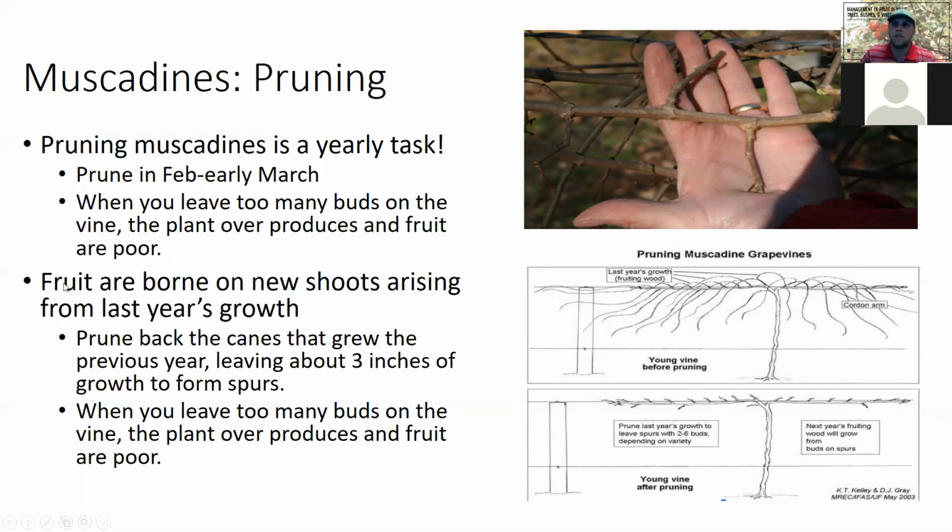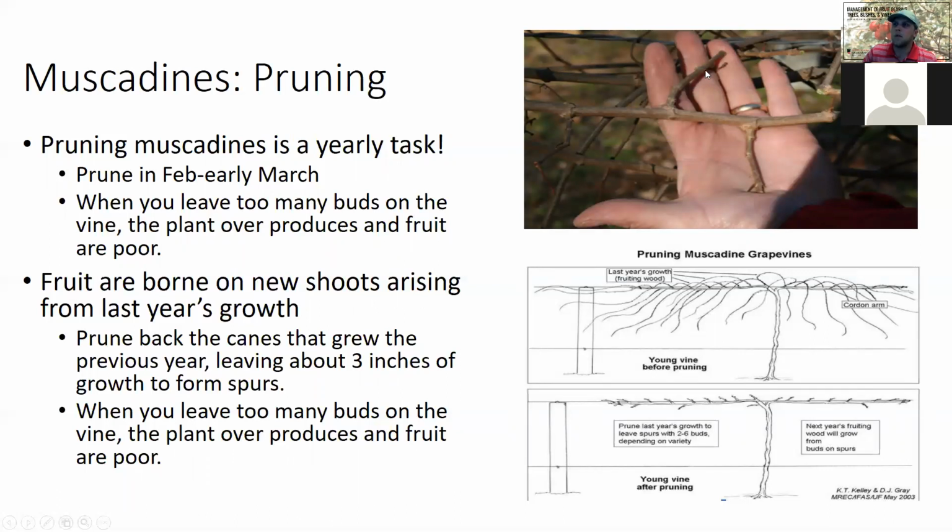What you need to know is that fruit are borne on new shoots arising from last year's growth. So say this guy here, this is how most homeowners' muscadines look. They typically have 3 arms or whatever, though theoretically you'd like to have one if you can help it. But if you end up having 2 or 3, then that's okay too. But I like this picture because it's a good representative of how you prune muscadines and leave spurs.